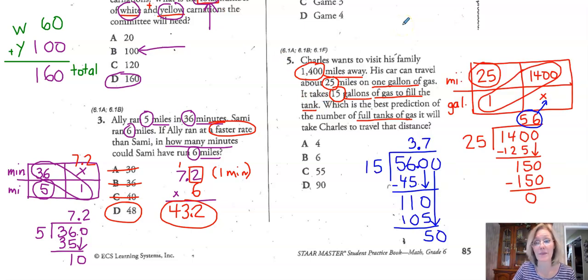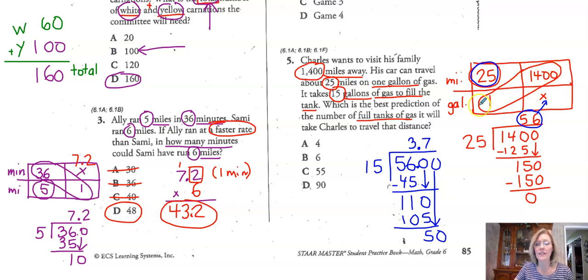All right, let me show you and talk you through how this problem is solved. Okay, so let's look. The first thing that I want to figure out is, well, I know that he can go 25 miles on 1 gallon of gas, but he wants to go 1,400 miles. Well, I have to know how many gallons of gas that takes, because that will tell me how many tanks he needs in just a little bit.